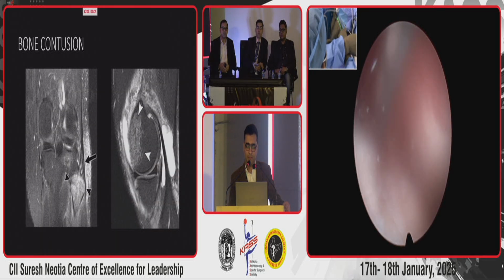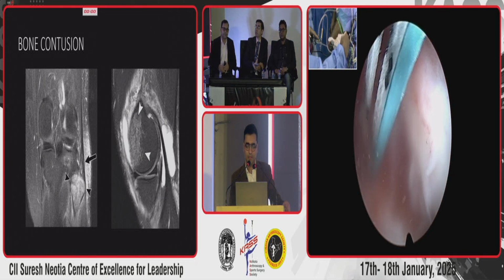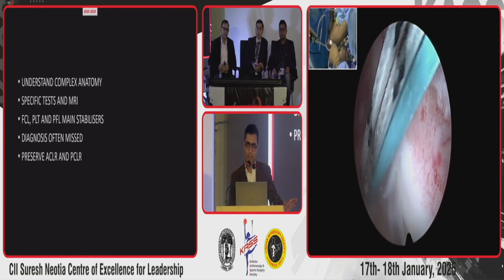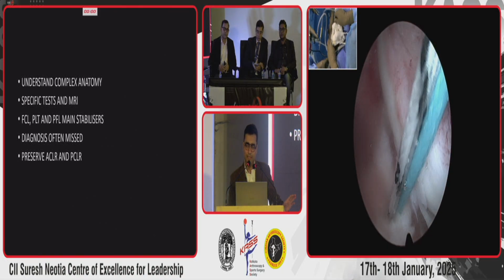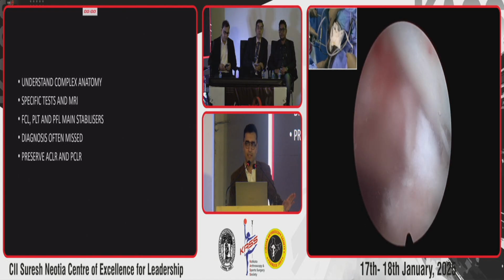Associated bony contusions, be it fibular contusion or anteromedial part of the femur contusions. At the end, we have to understand that it is complex. The anatomy is pretty complex, and we have to understand it so that we can read the X-rays and MRI accordingly.